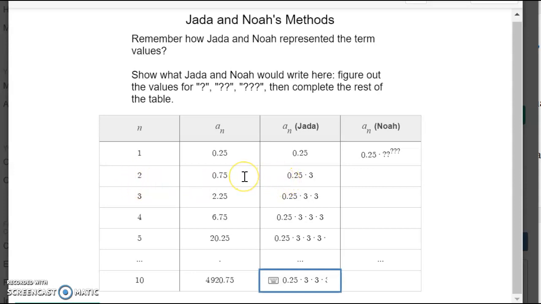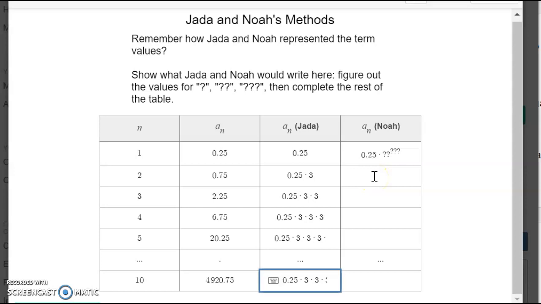So we're still on to card number 15 of decimals. I've just filled in Jada's column of representing what A sub n is. We start with 0.25 and then multiply the common ratio once here, twice here, 3 times here, then 4 times here. And then for the 10th term, we start with the first term multiplied by the common ratio 9 times.